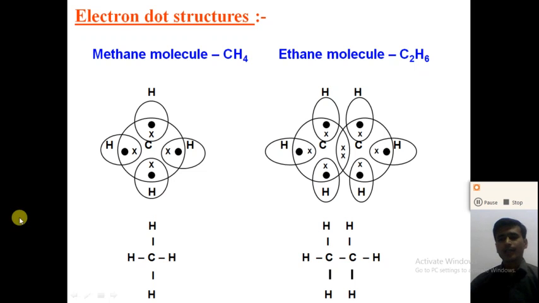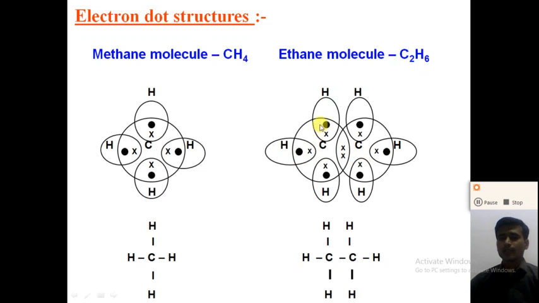Similarly, we can understand the electron dot structure of the ethane molecule. The molecular formula of ethane is C2H6, right? So here the two carbon atoms make covalent bonds with the 6 hydrogen atoms, right? So consider these two carbon atoms. The carbon atom has 4 valence electrons. So one of the electrons of one carbon atom makes a covalent bond with the other carbon atom.